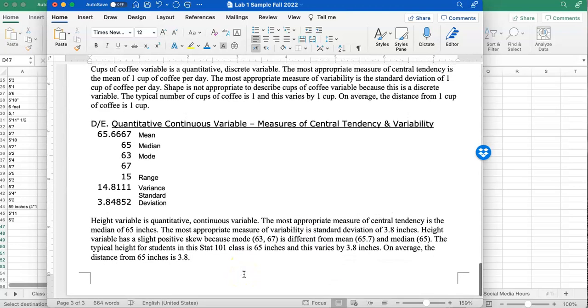So this shows you how to do the last part, parts D and E of lab number 1. I'm hoping that this helps. If you have any questions, let me know. We'll have Zoom review sessions where you can ask more questions if this wasn't clear or you're still struggling with this. All right. Don't forget, I'm here to help.